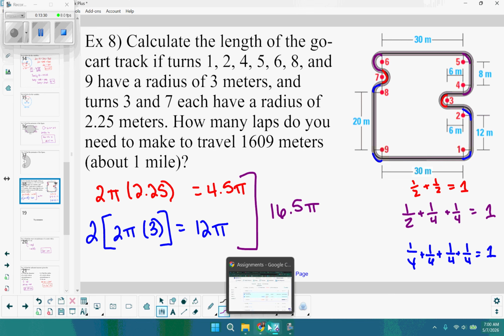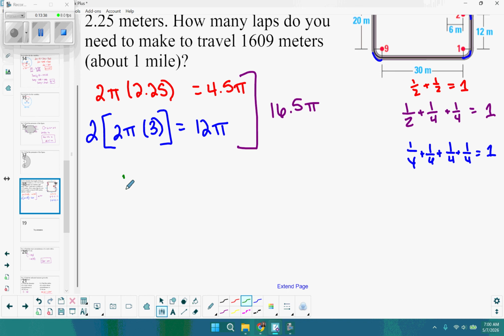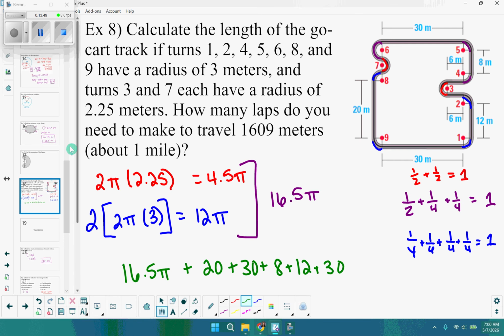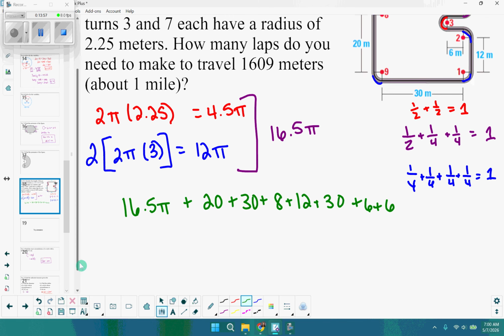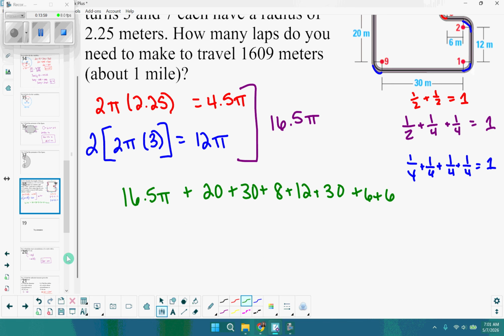And then we have to add on our straight shots, right? We have a 20, a 30, an 8, a 12, and a 30. So 16.5 pi plus the 20, the 30, the 8, the 12, and the 30. Let's just make sure those are all correct. 20, 30, 8, 12, 30. Oh, I missed a 6 and a 6. So adding this all up will give me my total perimeter. 20 plus 30 plus 8. Oops, the wrong things. 8 plus 12 plus 30 plus 6 plus 6.